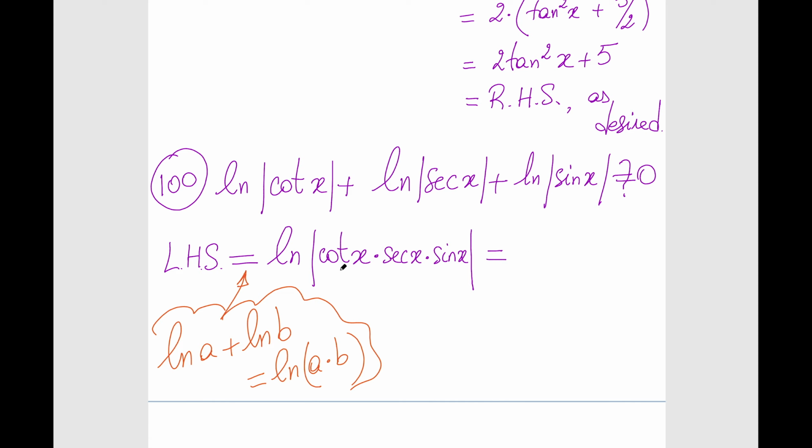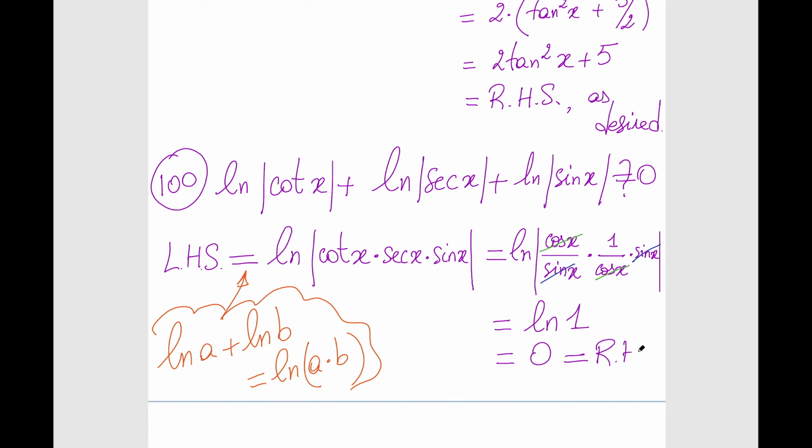Okay, let's discover this. Cotangent is cosine over sine, and secant is 1 over cosine, right? And I'm copying the last one, which is sine. Agree? Okay, and I hope you see that this is actually 1. Let's convince ourselves. Cosine x divided by cosine x, that's 1. And sine x upstairs and sine x downstairs, this is also 1. So the whole thing is simply 1. So this is ln of 1, which is 0, which is the desired right-hand side. Okay, so this shows the validity of this identity.